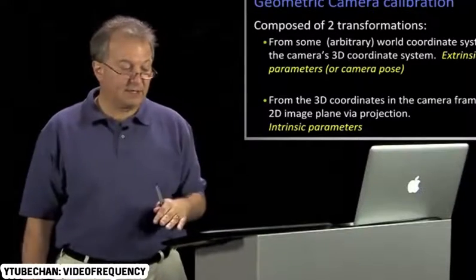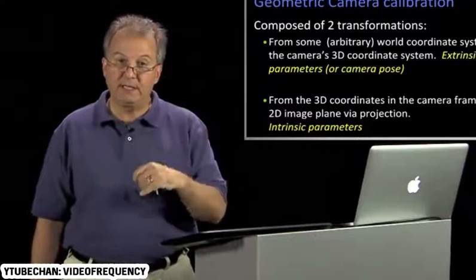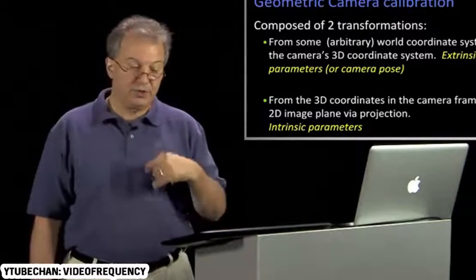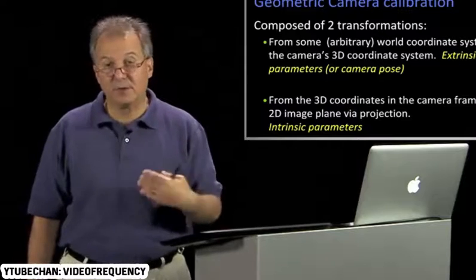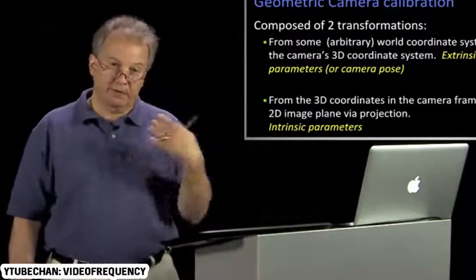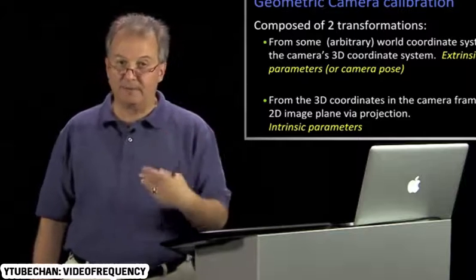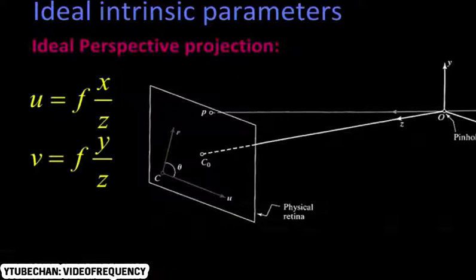Today, we're going to talk about the second transformation, which goes from the 3D camera coordinates to the 2D image coordinates, or the 2D image plane. These are referred to as the intrinsic parameters, and we'll again come up with an intrinsic parameter matrix. So you might say, whoa, didn't we already do this?